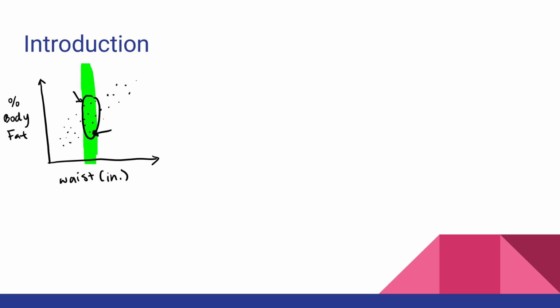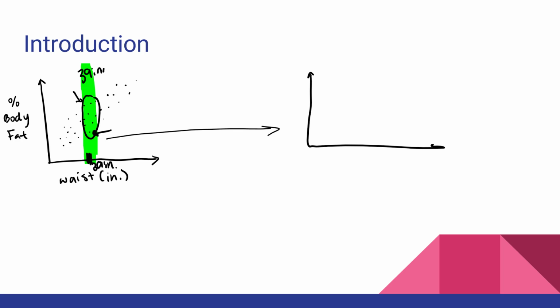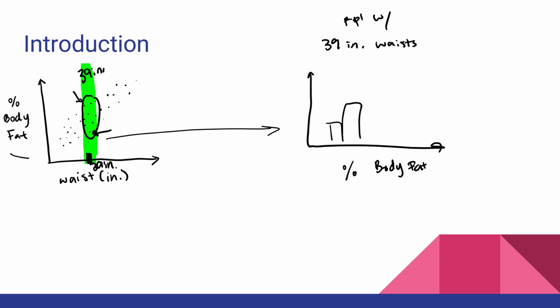Let's say that this x value is 39 inches. If we take this cluster of data points, that will represent all the people studied here with 39-inch waists. So using that, we can actually create a histogram of people with 39-inch waists. Since there's no need to have a waist size as a variable anymore, the only variable remaining will be your percent body fat. So we put percent body fat on our x-axis, and then we have some histogram of the data points in our little column here.